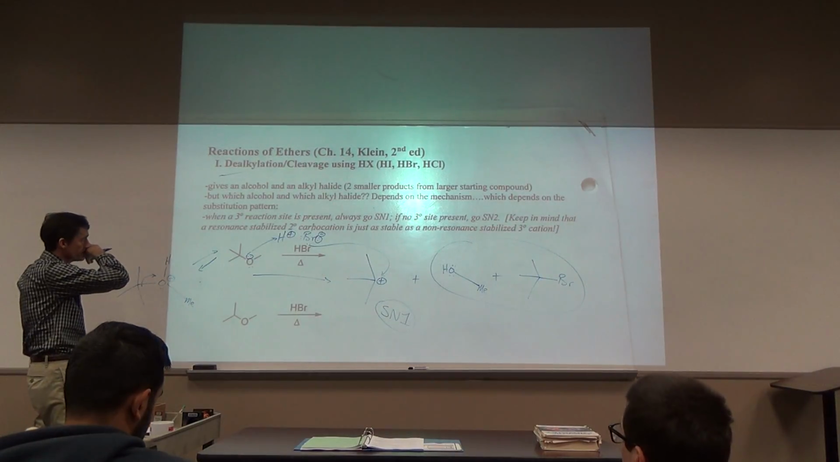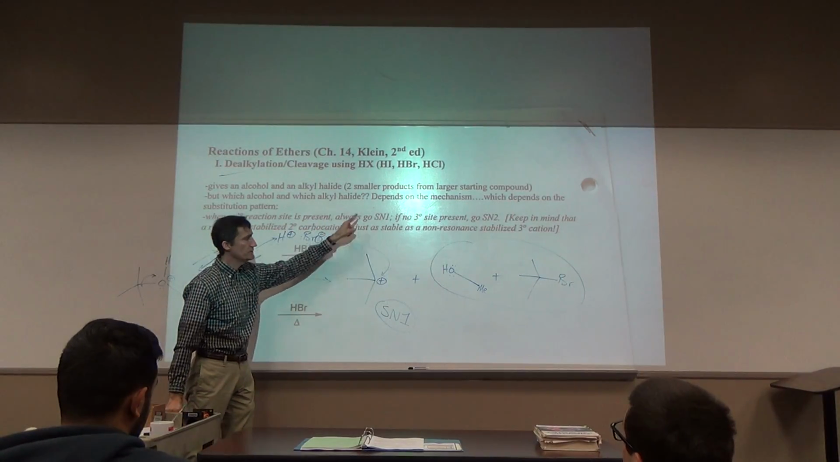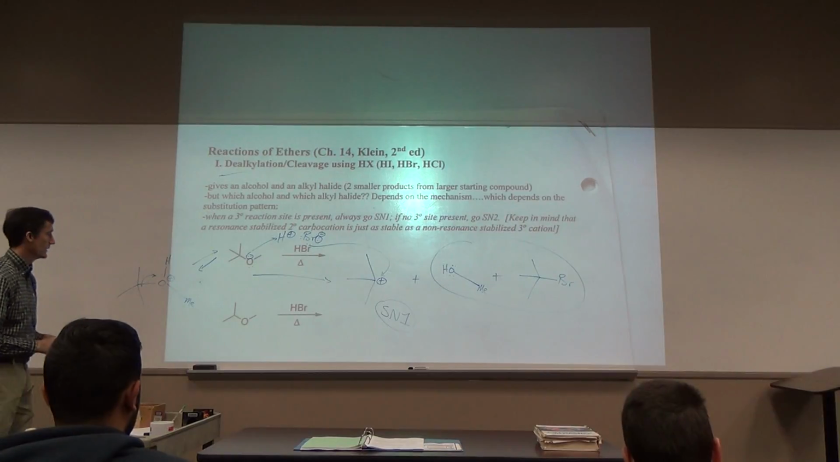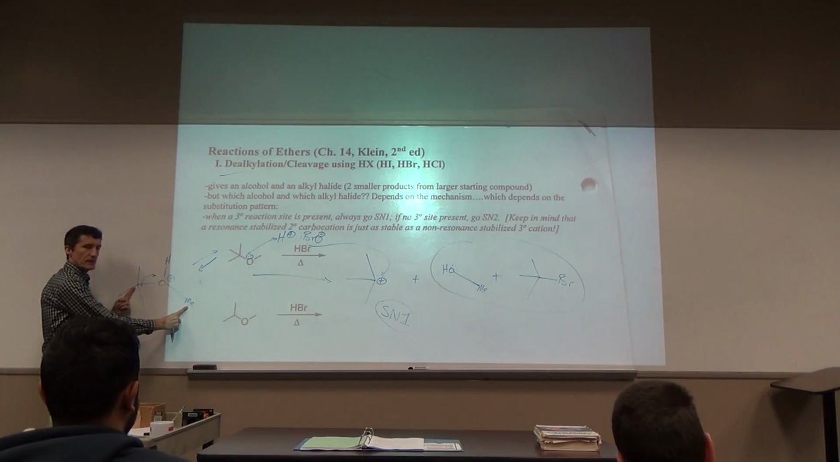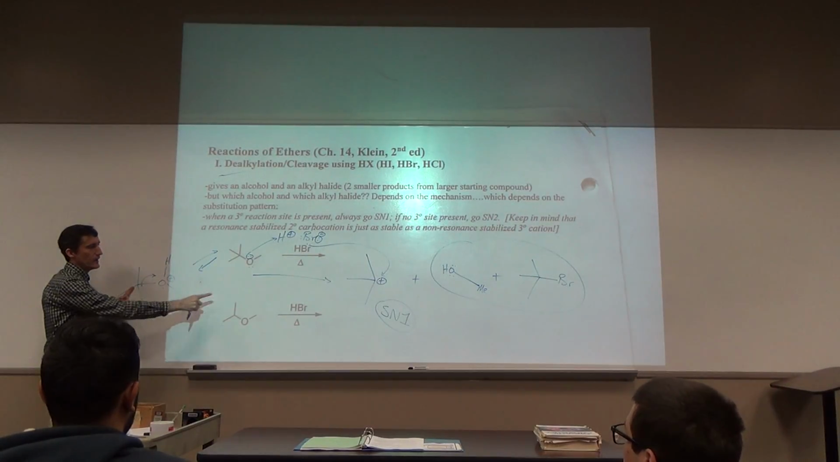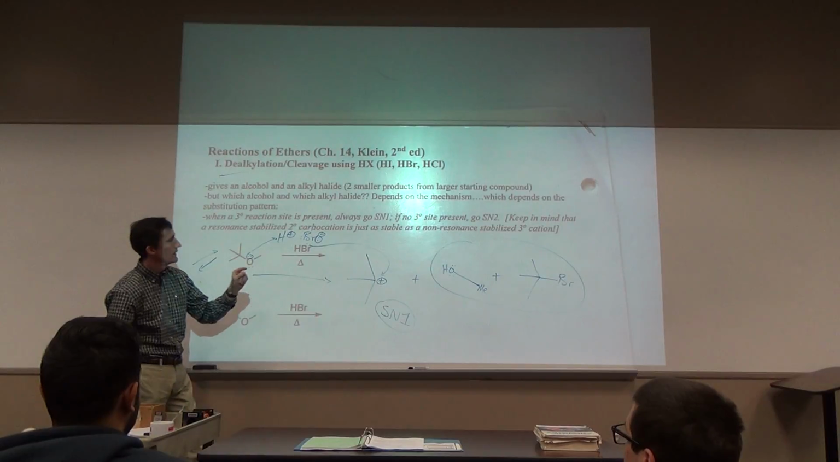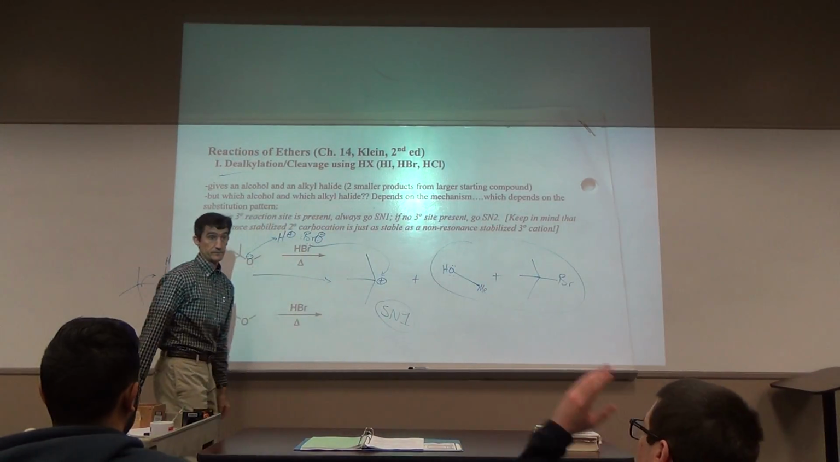Here's your rule. When a tertiary reaction site is present, always go SN1. Did we have a tertiary reaction site present? These are your two reaction sites. Is one of those tertiary? Yes. So what mechanism are we going to do? Like we did. If no tertiary site is present, then we'll do SN2.